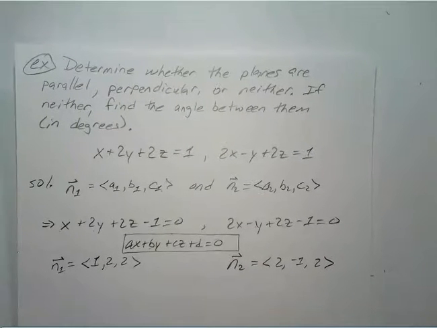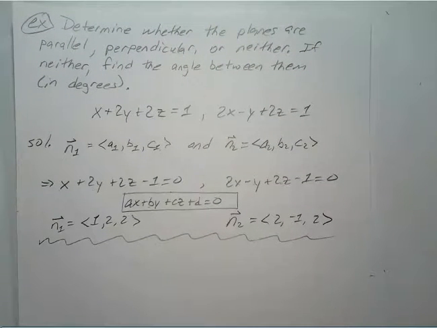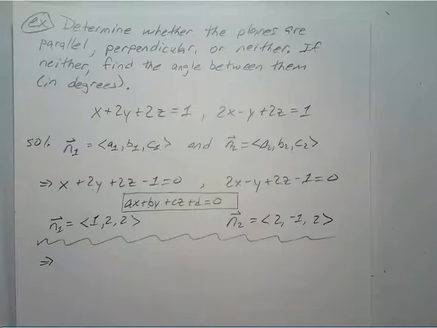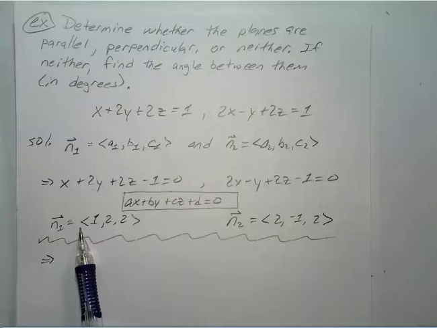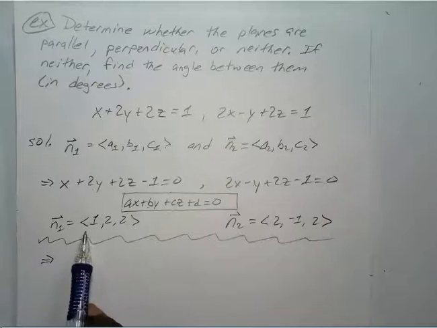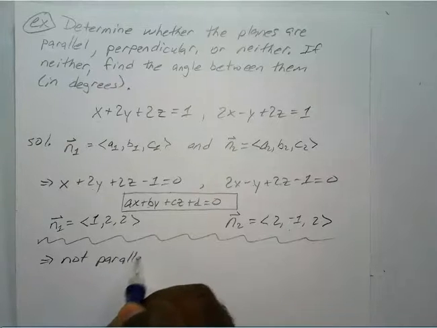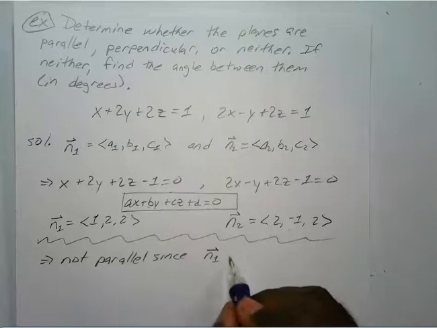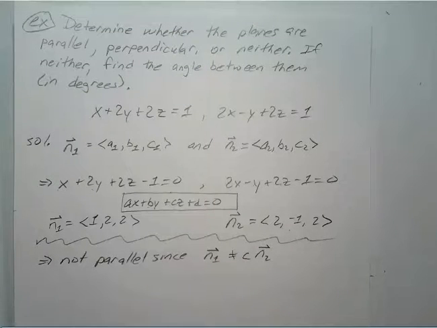All right. So now we can figure out whether or not they're parallel, perpendicular, or neither. Give it a little bit of separation there. We can look at it and tell that it's not parallel, because neither one of these is a multiple of the other. If you multiply this one by 2, you won't get this vector. If you multiply this by anything, you won't magically turn it into this vector. So they're not parallel, since vector n1 does not equal some multiple times vector n2. That was a pretty easy thing to eyeball.